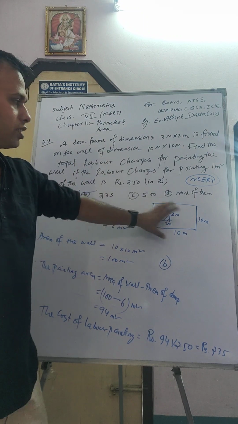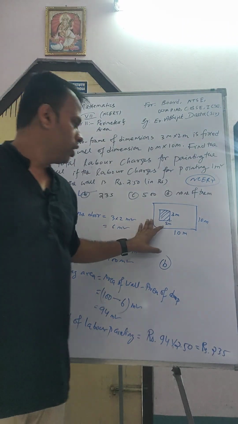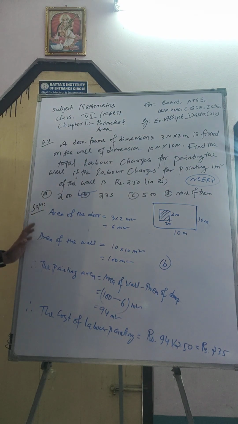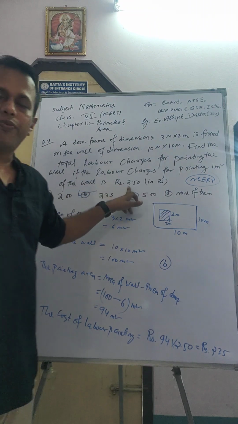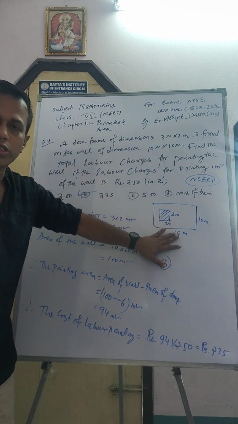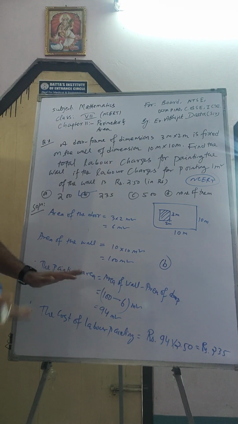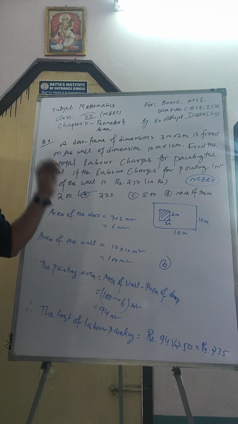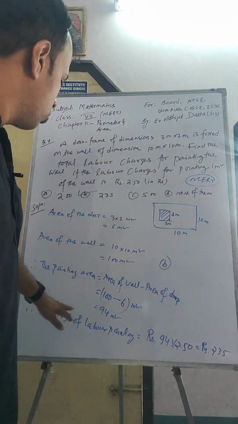There is one wall, a square wall, 10 by 10 is the square wall, and there is one door in this wall. The dimension of the door is 3 meter by 2 meter. Okay, so now we have to find out the cost of labor for painting at the rate of 2.5 rupees per square meter. So first we find out the area of the door, and then the area of the wall. Now we have to subtract the area of the door from the area of the wall, because we have to pay for the painting of the wall only, not the door.